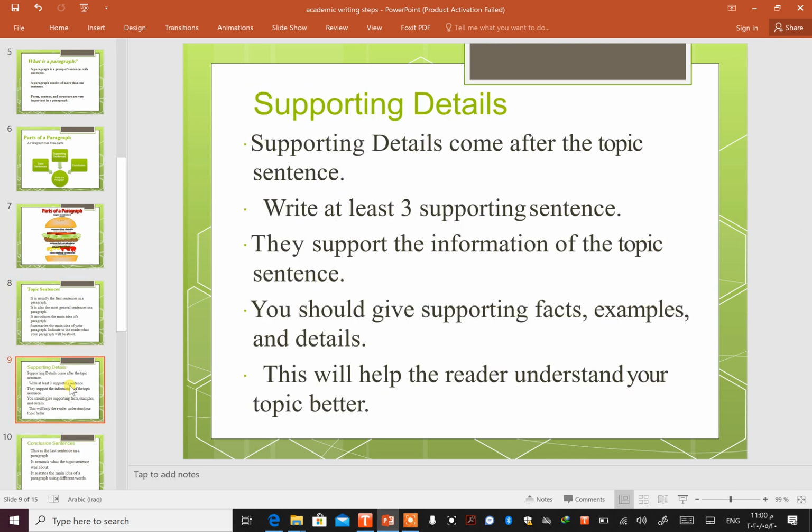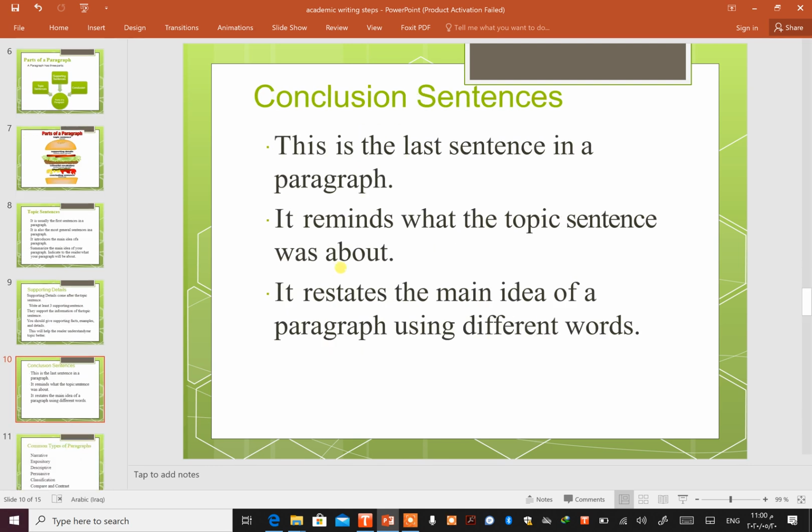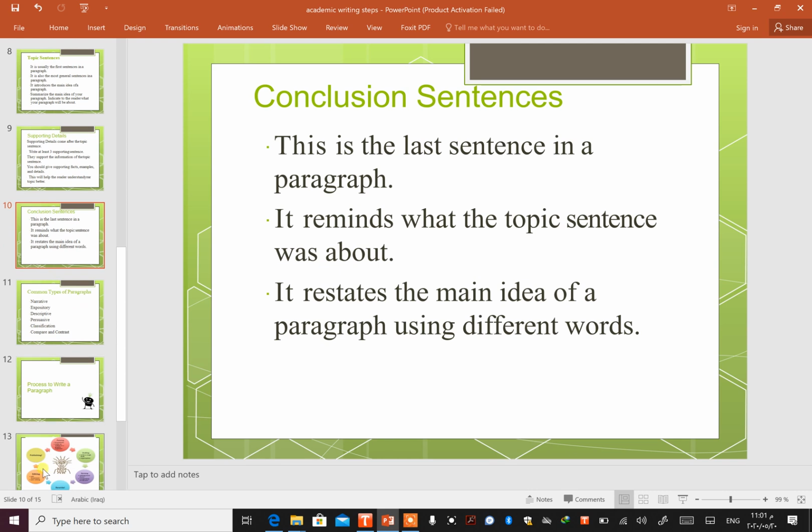While for the supporting details, as I said, write at least three supporting sentences by giving information, facts, examples, details. And then the conclusion is going to be the last sentence of the paragraph, and of course it just reminds what the topic of the paragraph was about. So it just restates the main idea.